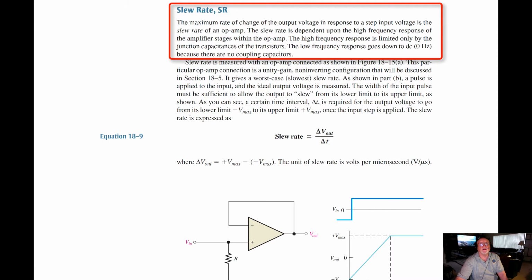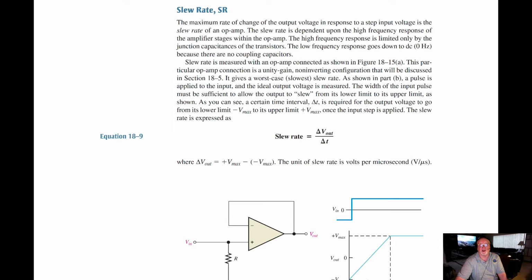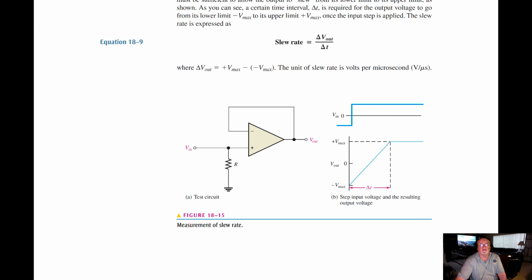The slew rate, the maximum rate of change of the output voltage in response to a step input voltage, is the slew rate of an op-amp. The slew rate is dependent upon the high frequency response of the amplifier stages within an op-amp. High frequency response is limited only by the junction capacitances of the transistors. The low frequency response goes down to DC or 0 hertz because there are no coupling capacitors. Slew rate is measured with an op-amp connected as shown. Okay, so you can take a look at that.